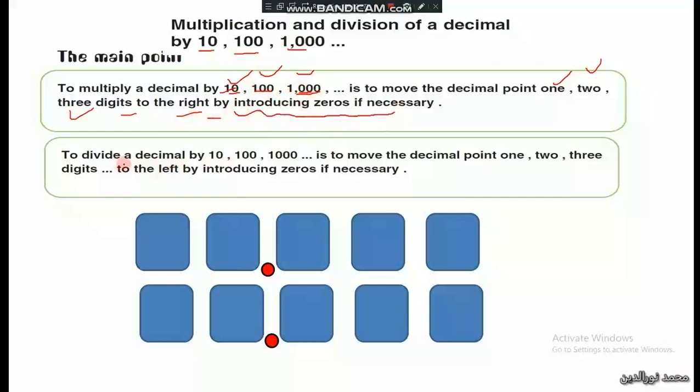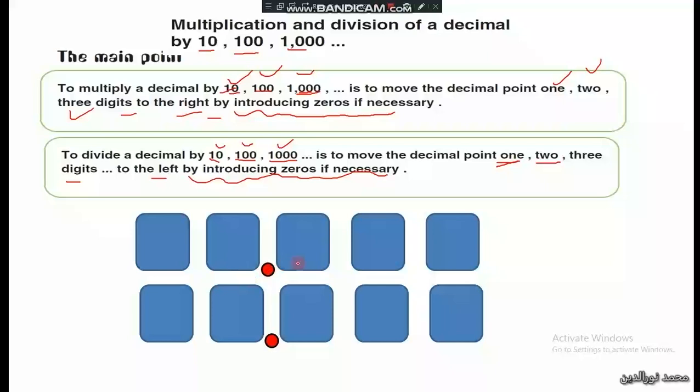For division of a decimal number by 10, 100 or 1000, we move the decimal point to the left. If we are dividing by 10, we have to move it 1 digit to the left. If we are dividing by 100, we move it 2 decimal digits to the left, and if we are dividing by 1000, we move the decimal point 3 steps to the left. And sometimes it's necessary to introduce zeros.